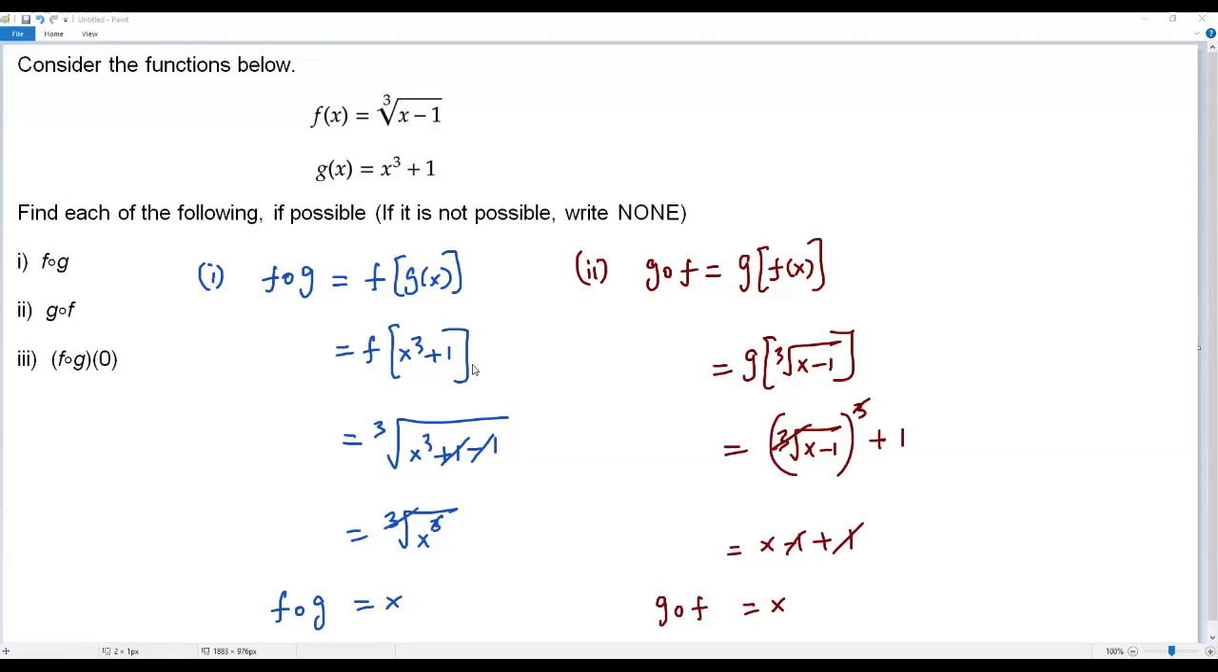Now let's go to the third part of the question. We have to evaluate the result of f ∘ g at x equals 0. Already we got the result for f ∘ g in the first part, that is x. So now we evaluate this result at x equals 0. So f ∘ g of 0: we know its result is just x, so for this x we plug in 0. When I plug in 0 for x, I get 0. So the evaluation of f ∘ g of 0 is 0.